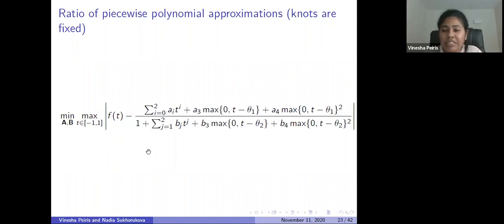We have different basis functions here now. For the first few terms, the basis functions are monomials, and for the next few terms, the basis functions are these maximum functions. And we have two different theta values, theta 1 and theta 2. Theta 1 belongs to the numerator and theta 2 belongs to the denominator. Even in here, we consider two sets of examples. In the first set, we fix both of these knots at the same point. And for the second set, we fix these two knots at different places.